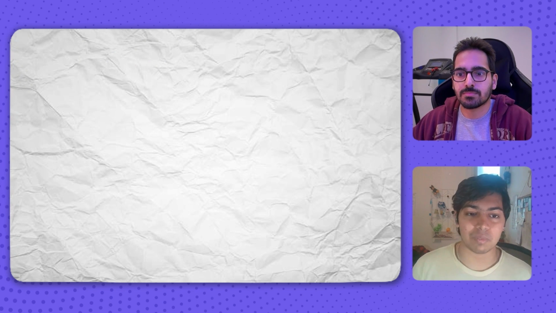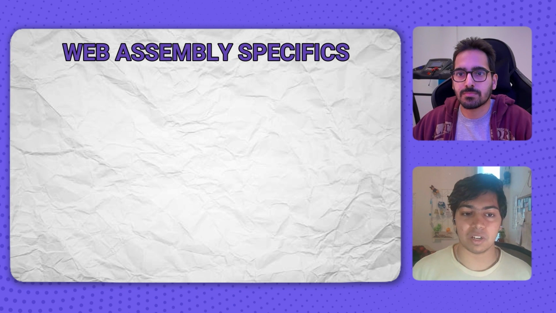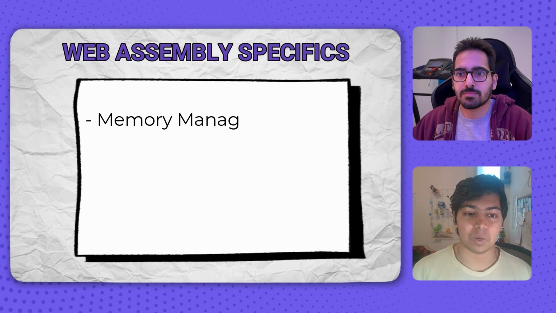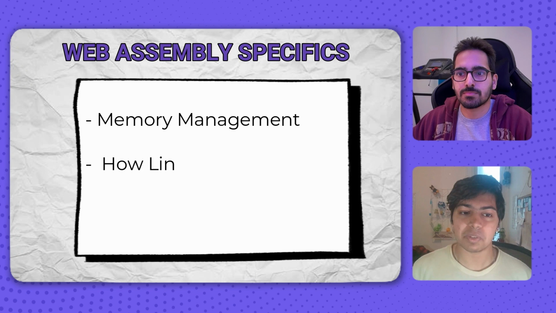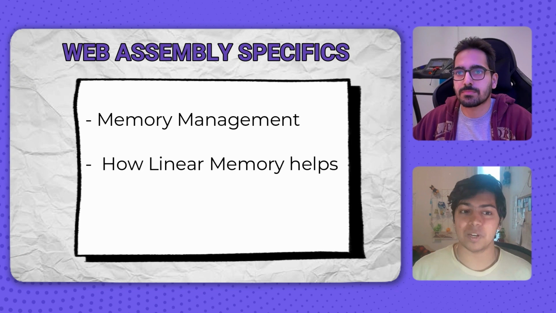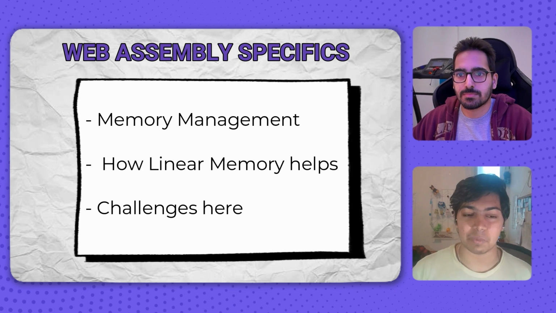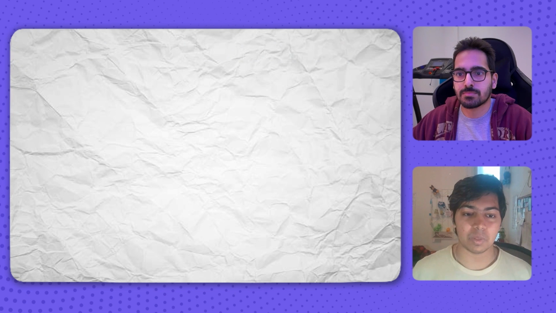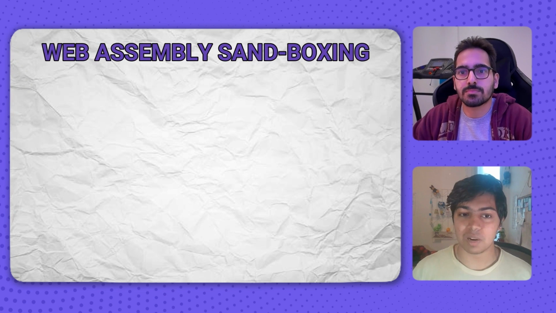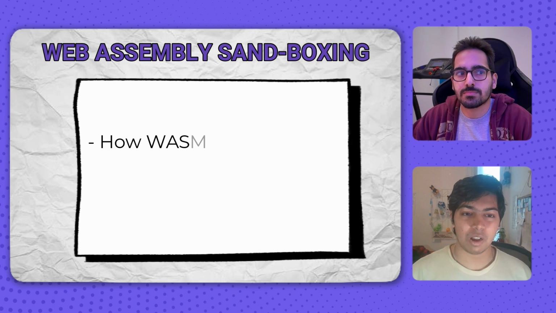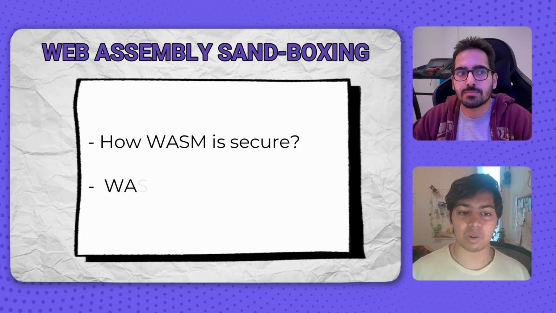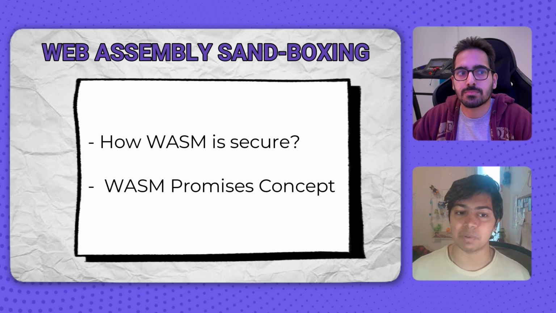We then took a look at some of the specifics of Wasm. We took a look at how memory is managed in Wasm, and how linear memory helps solve some of the problems. Embedded is also not without challenges, so we took a look at those challenges. We then talked about Wasm sandboxing and how Wasm is secure by nature, and how some of the promises of Wasm come into play.